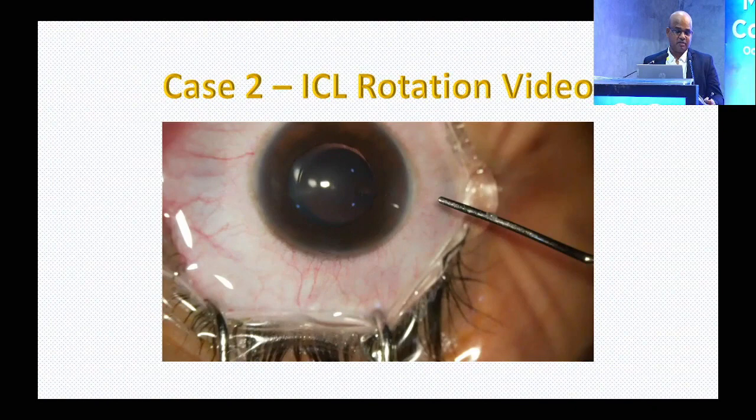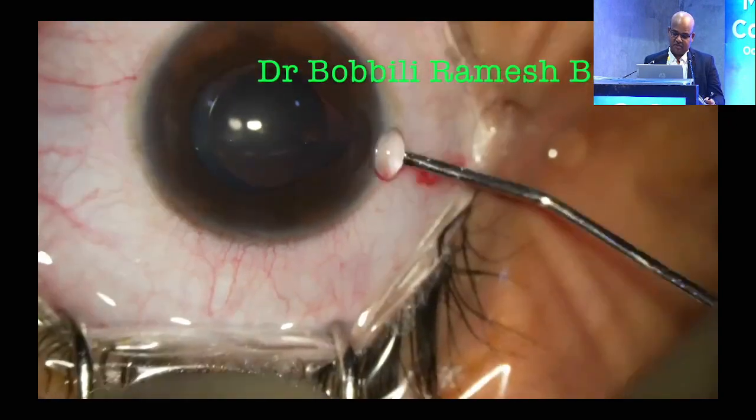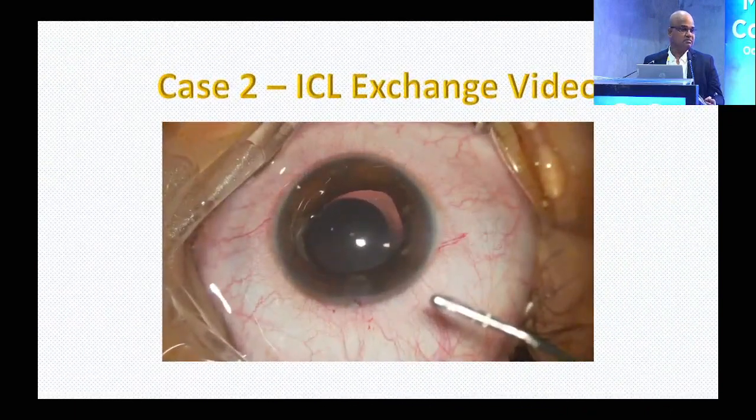So we thought of rotating the ICL vertically, so that the size may be sufficient to reduce the vault. It was done. Even then, the problem was not resolved to our satisfaction. So ultimately, we decided to exchange the lens.